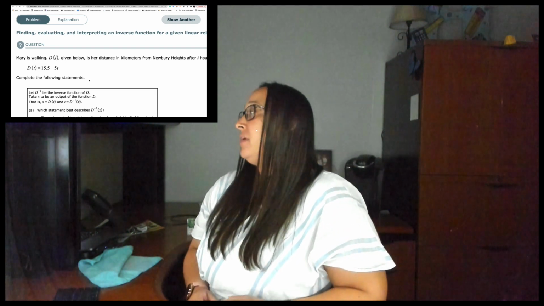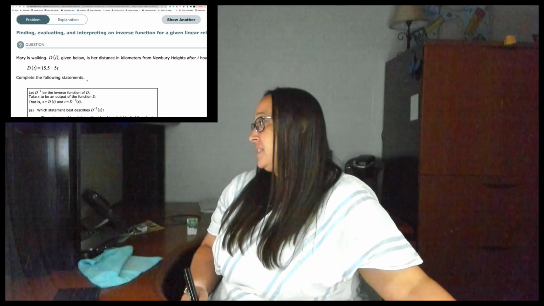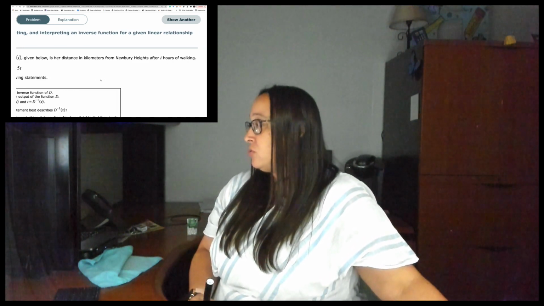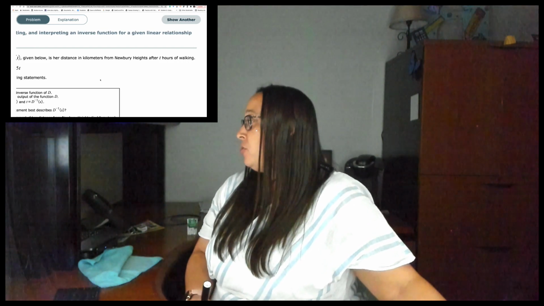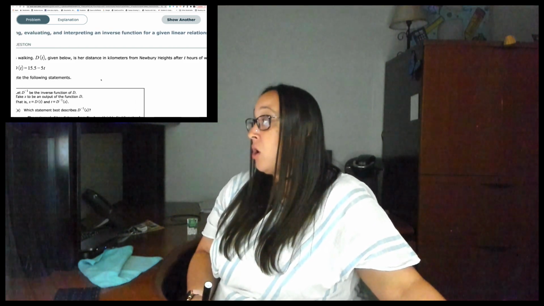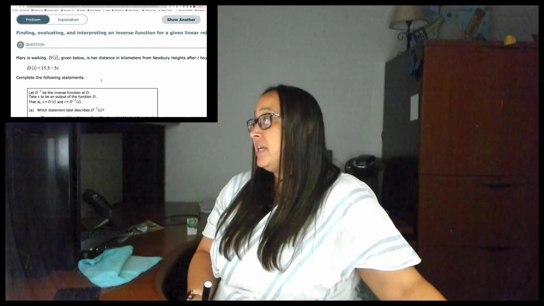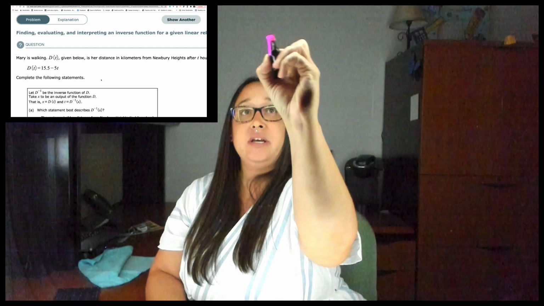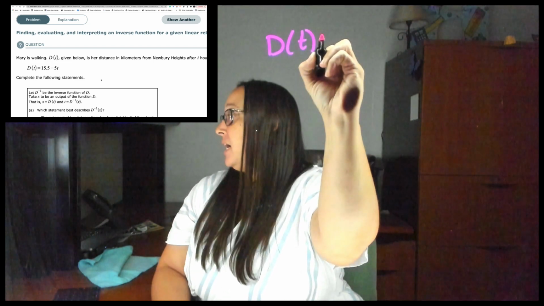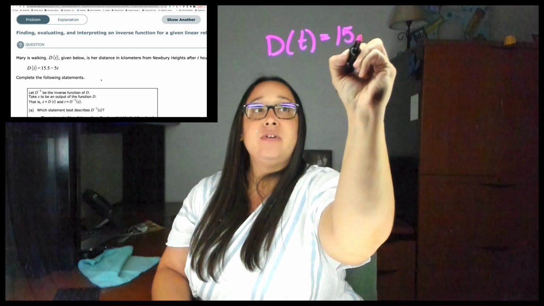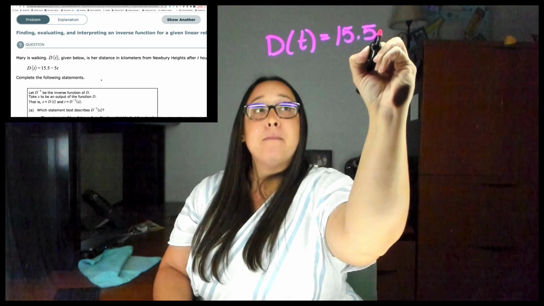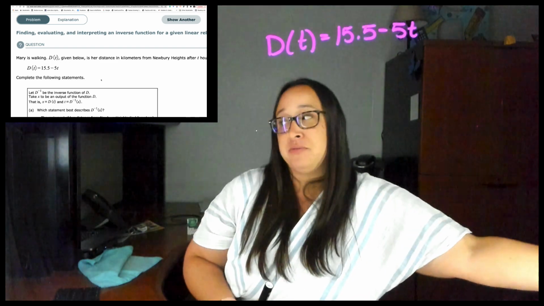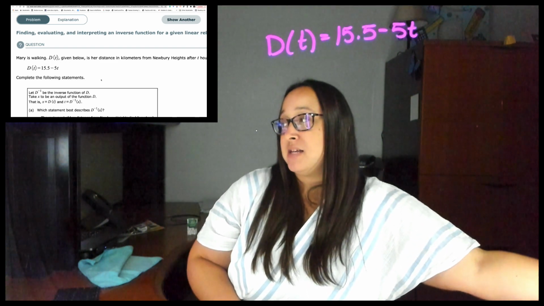It says that Mary is walking. D of T is given below, and it is her distance in kilometers from Newberry Heights after T hours of walking. It gives us D of T. So let's write this down first. I have D of T is equal to 15.5 minus 5T. And if you don't mind, I'm going to turn these lights down because I want to make sure you can see this.